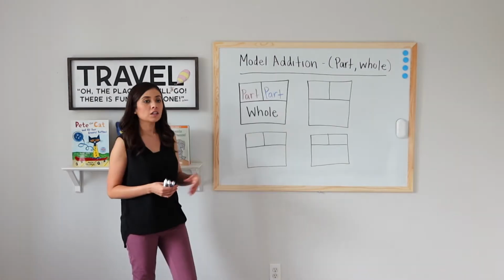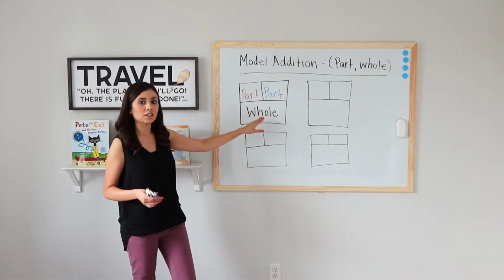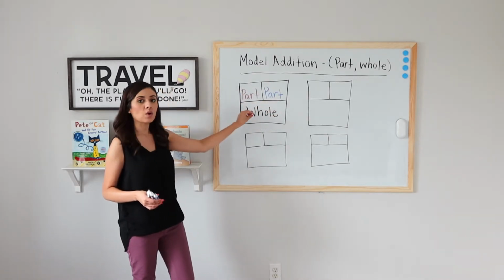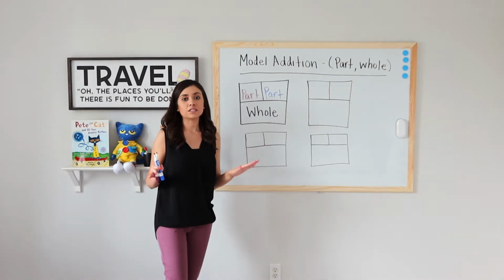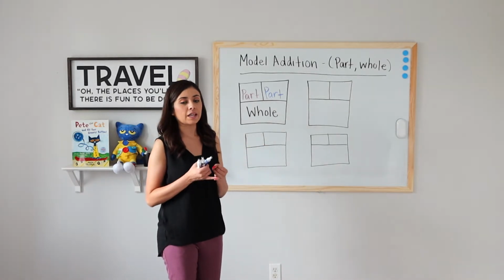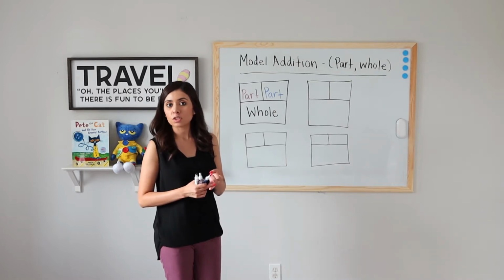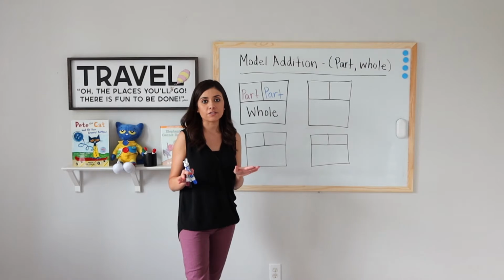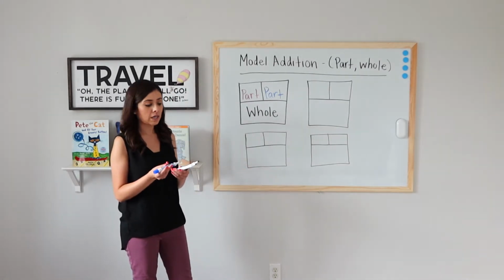Very good. So what you're seeing here is my part, whole chart. I have one part plus one part equals my whole, okay? So you can use this for many different math problems that have adding involved, such as word problems, picture problems, number problems, okay? So we're going to try different ways to do this. Let's start with just a normal number sentence.